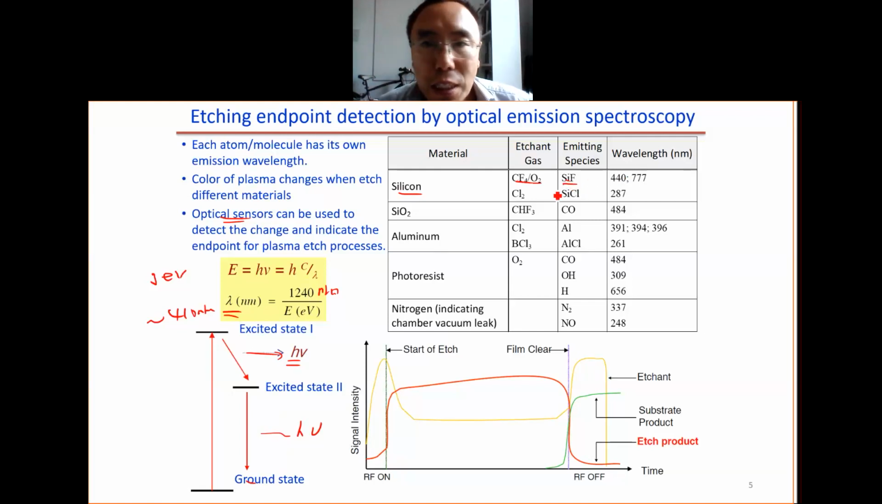The wavelength is 440 nanometer or 777 nanometer, and these are the different colors for the different materials with different etching gases. Here is the schematic of one example. As you can see here, this is the signal intensity, the optical signal intensity, the light intensity.